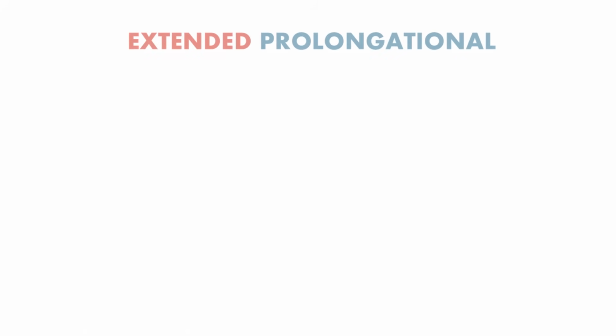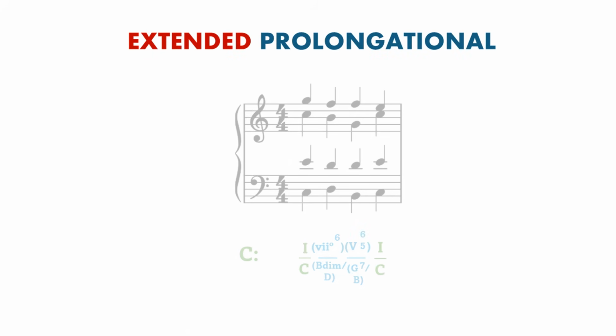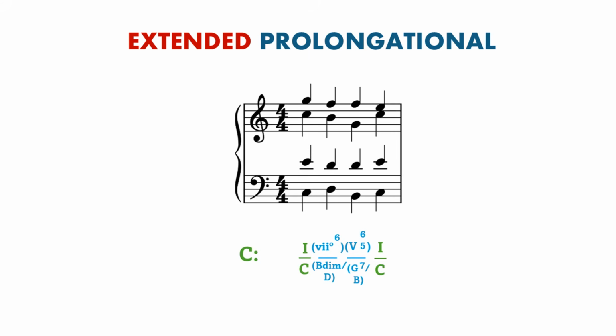Let's talk about extended prolongational progressions. In this kind of progression, we've got at least 4 harmonic events, the prolonged harmony and at least 2 prolongational chords in between. When 2 dominant chords are used as prolongation, like in this example, they are usually presented in different inversions, creating what some may call a double neighbor chord.